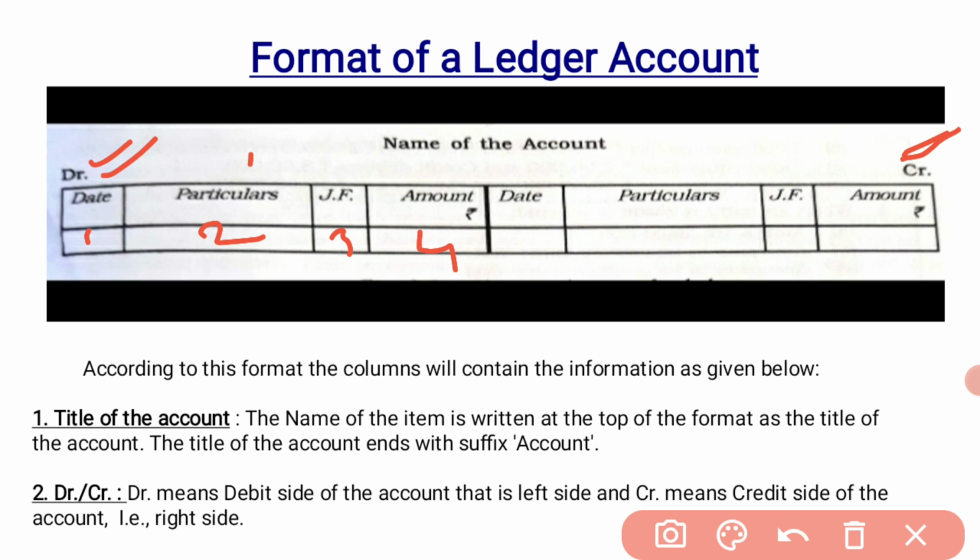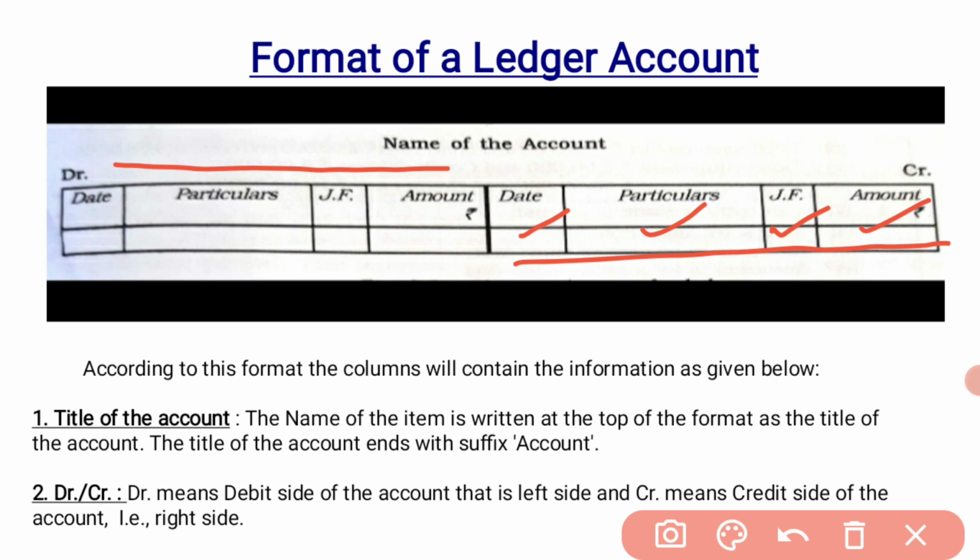Next, in the credit side the same columns are repeated: date column, particulars column, JF and amount. This is what we can see here, debit side and this is credit side. So this is the format of ledger account. For every individual account, you have to prepare this type of format to prepare ledger accounts.